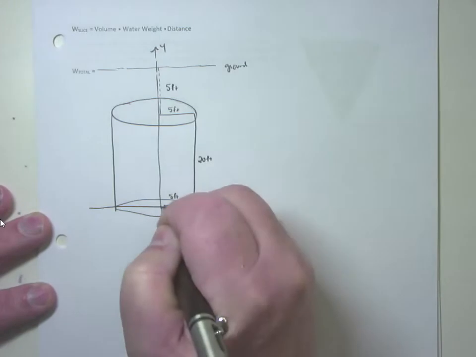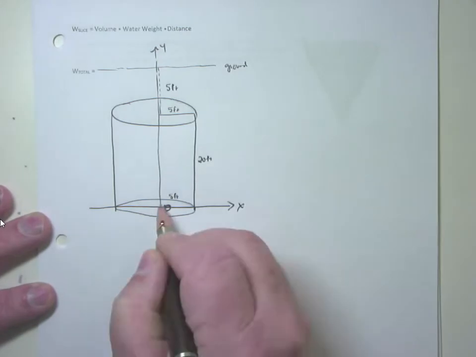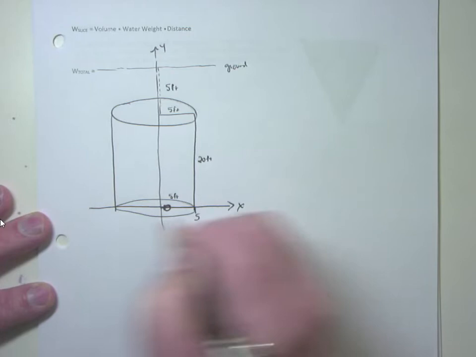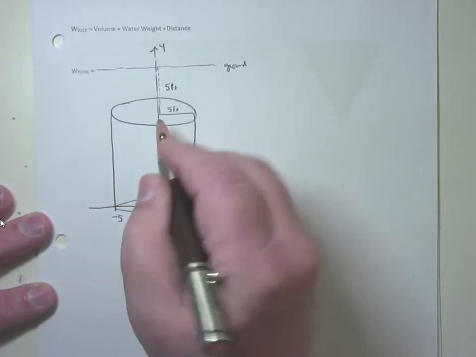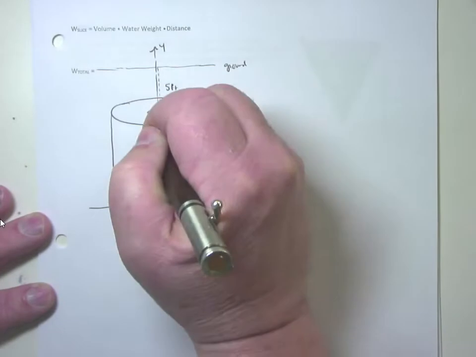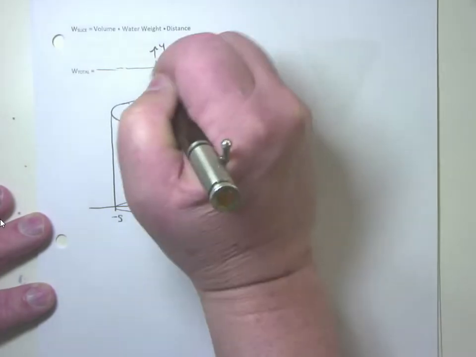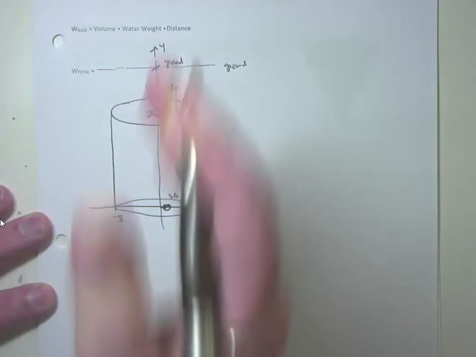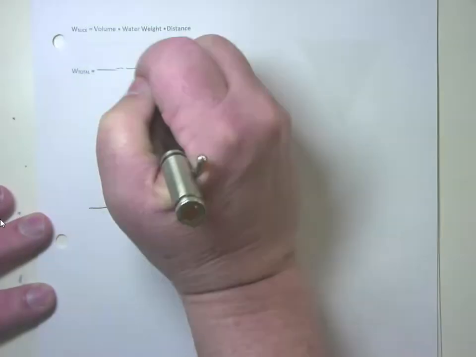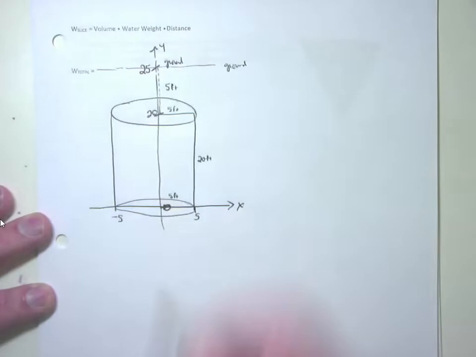Here is 0 at the bottom. The radius is 5, so this will be 5. This will be -5 on the other side. It has a height of 20, so this mark right up here is 20. Here is ground. What level would ground be at relative to my coordinate axis? 25, 5 feet above the top of the tank.